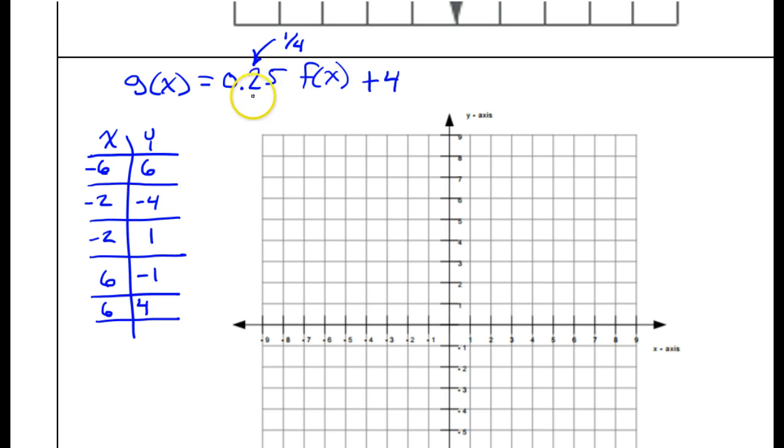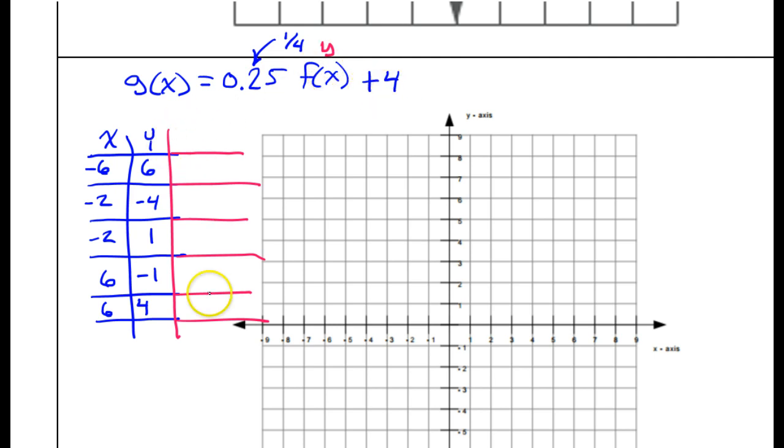So what we need to do is find the new y values. So I'm going to make a third column. Okay, now this f of x is basically like a y. So what we're doing is we're multiplying 0.25 times every y value, and we're adding 4. So that's what's going to go in this column. It's going to be 0.25 times the y value plus 4. All right, that's what this equation is really saying.